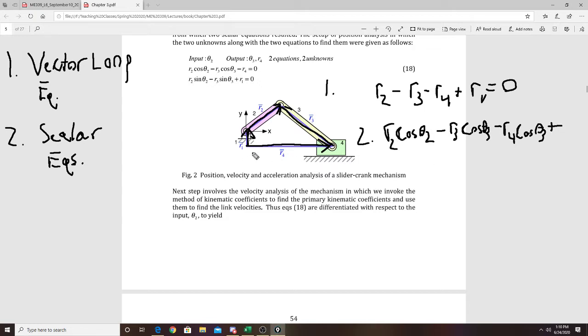Now, because once again they did a nice trick with their coordinate system, R1's angle is 0, so therefore we leave R1, wait a minute, what did they do here?